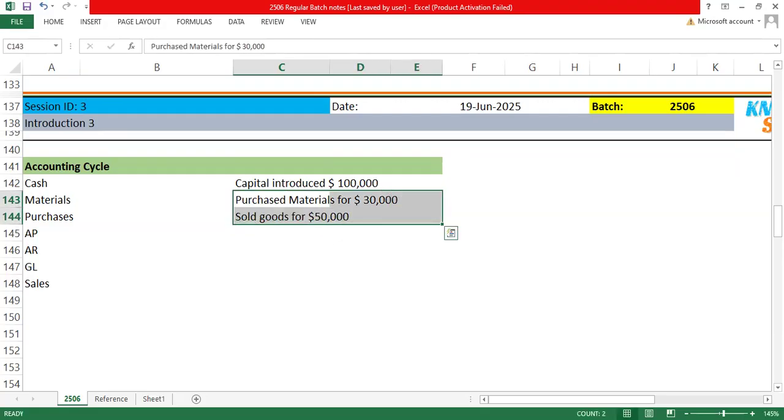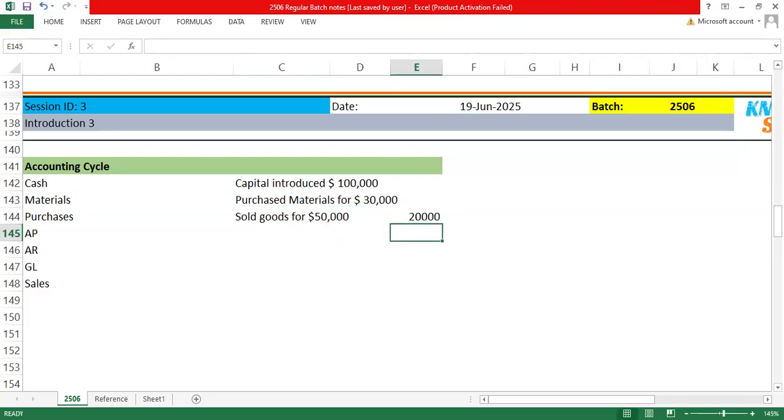I invested 100K. Out of 100K, I have not spent everything. I spent only 30K and I sold it for 50K. Now I'm able to make some profit out of this if I calculate. Even before you calculate, if there are other expenses involved, that profit will reduce. At this moment, if I calculate, profit looks like 20K.